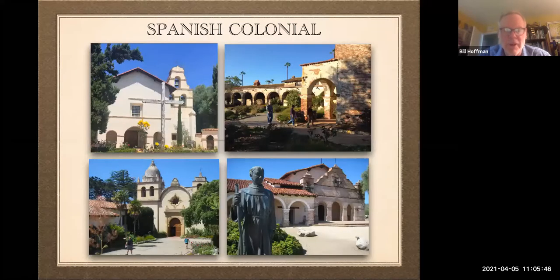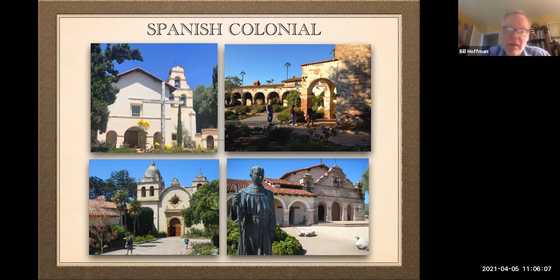Spanish colonial, as I said, is a very diverse style. Here are some of the more beautiful missions. You can see the rounded mission gable in the church on the top left. You can see the arcaded or rounded arches were very common in Spanish colonial and mission buildings.